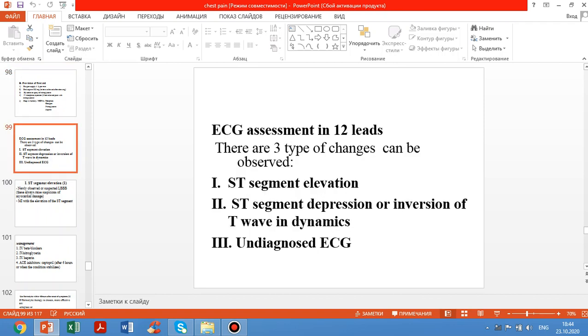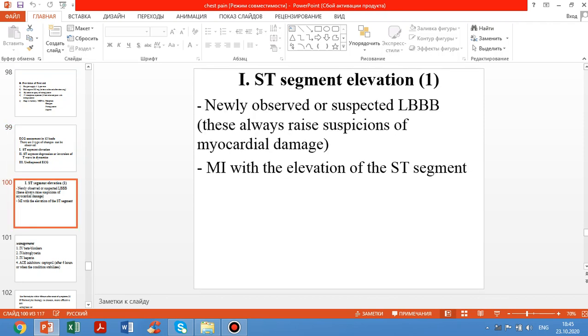ECG assessment in 12 leads. There are three types of changes that can be observed. First is ST segment elevation. The second is ST segment depression or inversion of the T waves in dynamics, and the third is undiagnosed ECG. ST segment elevation, newly observed or suspected left bundle branch block, always raises suspicion of myocardial damage. Myocardial infarction with the elevation of the ST segment.